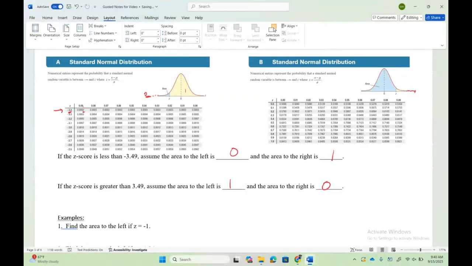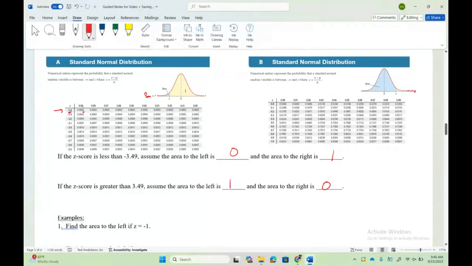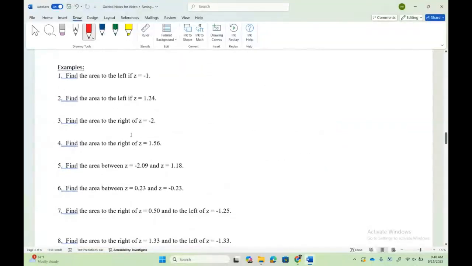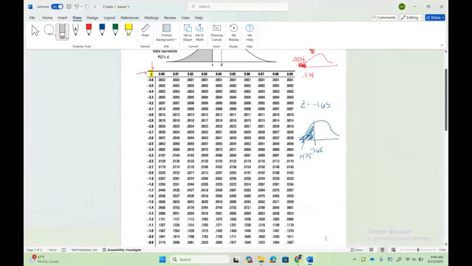Okay. All right, we're just going to practice finding some areas here. We're going to find the area to the left if z is negative 1. So for negative 1, we're at negative 1.00, so that area is 0.1587.